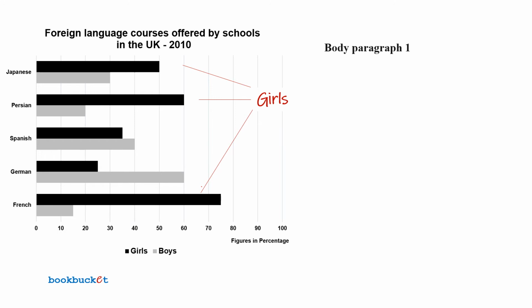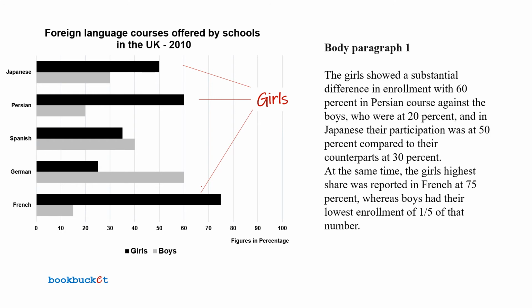So let's start the first sentence. Okay, first and second sentence. You can see that girls showed a substantial difference in enrollment with 60% in Persian course against the boys, who were at 20%, comma, and in Japanese their participation was at 50% compared to their counterparts at 30%. Okay, now this is my complete sentence. Of course, the complex structure, and we'll discuss that in detail.